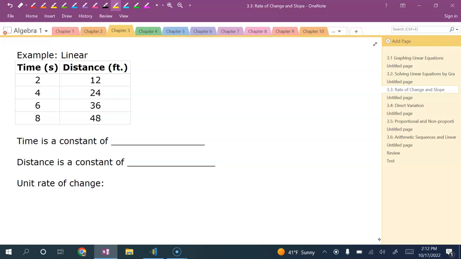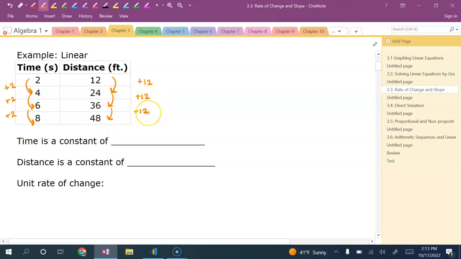So the time in seconds, if I look at my numbers, it goes from 2 to 4, 4 to 6, 6 to 8. So all of these, as I go from one to the next, are increasing by adding 2. Now, if we look at the distance, they're also increasing, but over here we have a constant of adding 12 each time. Okay, so time is a constant of 2 seconds, because each of those is going up by 2. And distance is a constant of 12 feet, because each of those is increasing by 12 each time.